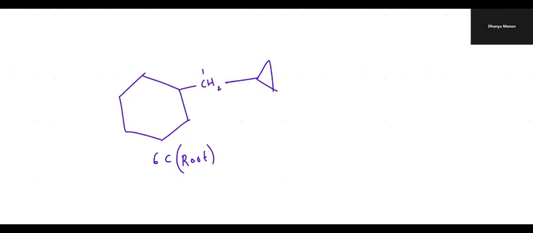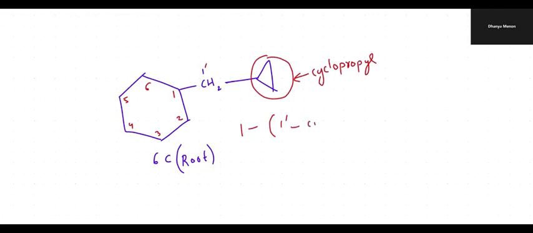This is number 1 because here the substituent is attached. 2, 3, 4, 5, 6. And this is what group? This is the cyclopropyl group. Now I'm putting it as 1- because this is the substituent. So at the first position, what I have is 1-cyclopropyl.